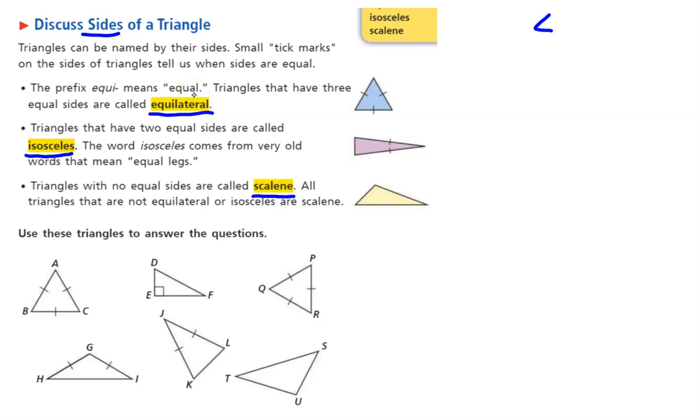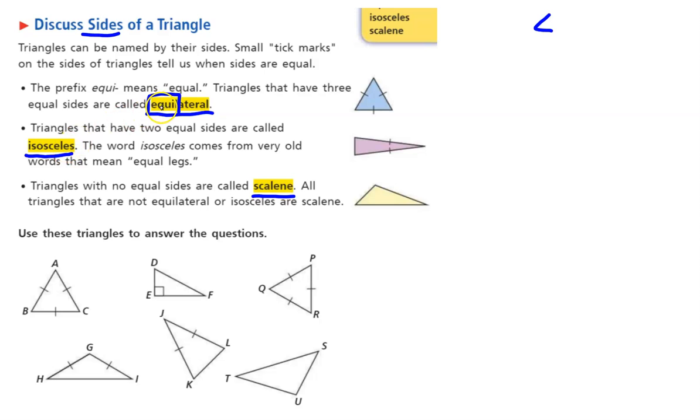Equilateral is definitely the easiest, so I'm going to start there. An equilateral triangle has 3 equal sides. It's right there with equilateral. It kind of looks like the word equal. So if I were to draw a triangle, like for example this one right here, if I were to measure this side and it was 3 centimeters, this side would also be 3 centimeters, and this side would also be 3 centimeters.